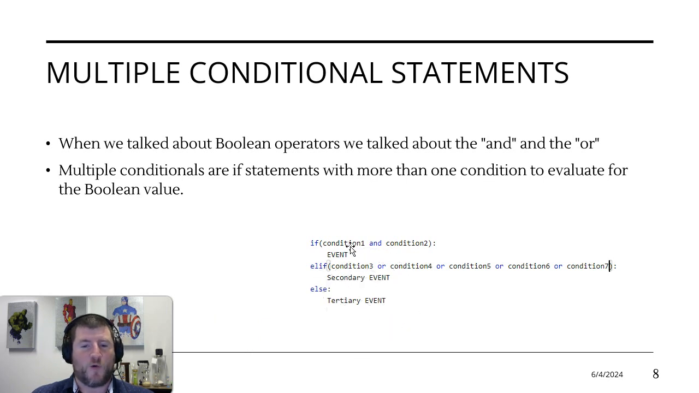So if both of these conditions are true, condition 1 and condition 2, then it's going to run this event. If even one of these is not true, it's going to jump down to the else if statement, or the elif, and evaluate all of these conditions. If even one of these conditions is true, it's going to run the secondary event. If all of these conditions are false, then it's going to run the tertiary event here.